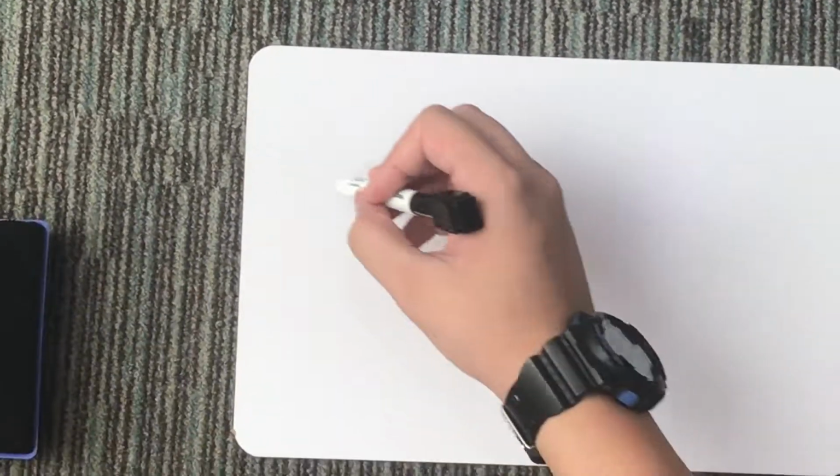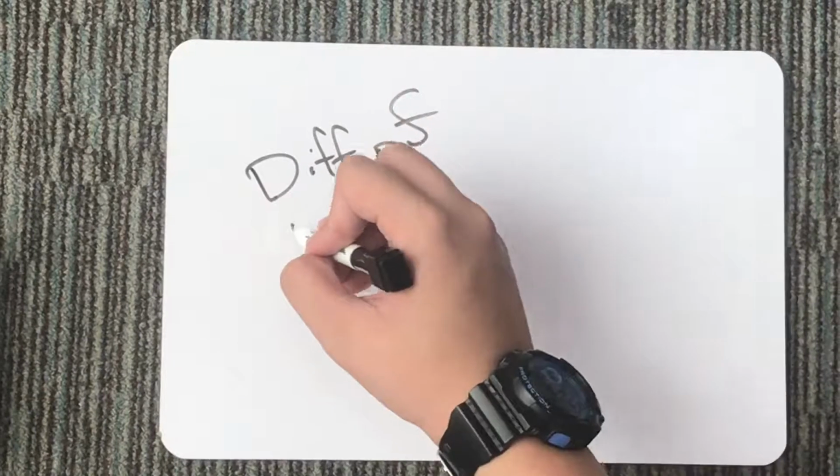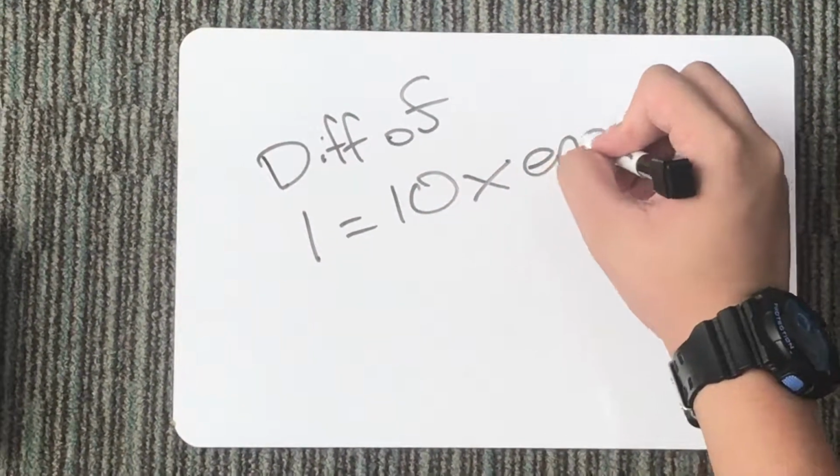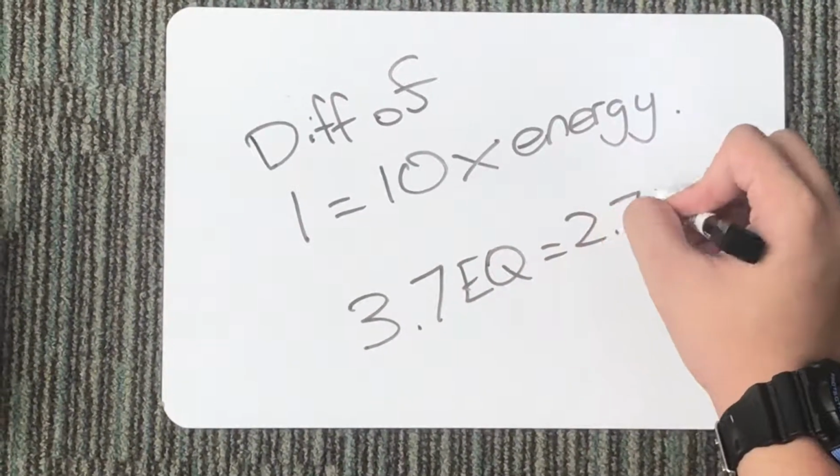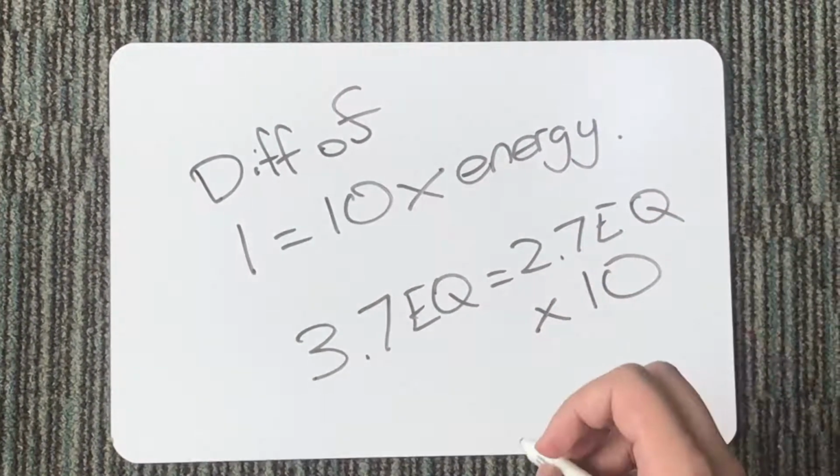An important note to make is that the difference of 1 on the Richter scale is equivalent to 10 times the difference in energy released. Therefore, a 3.7 earthquake would be 10 times bigger than our earlier 2.7 earthquake.